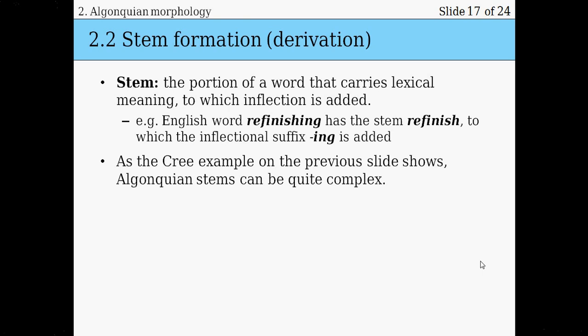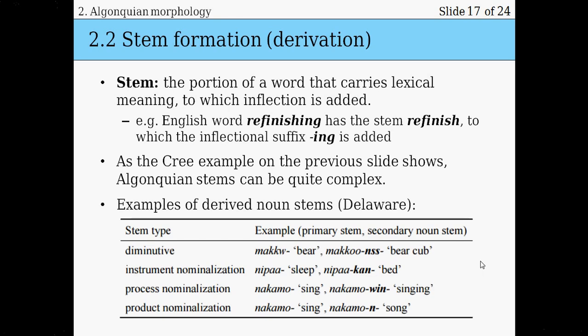As you saw in that Cree example that I gave on the previous slide, a stem in Algonquian can be pretty complex. There's a lot that you can do with a verb stem or a noun stem. So here are some examples in Delaware of derived noun stems, just some basic examples. There's derivation that forms a diminutive, right? So going from bear to bear cub.